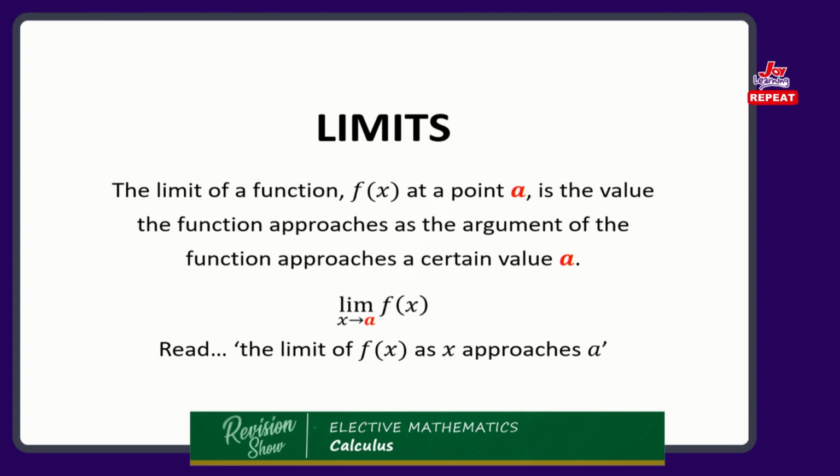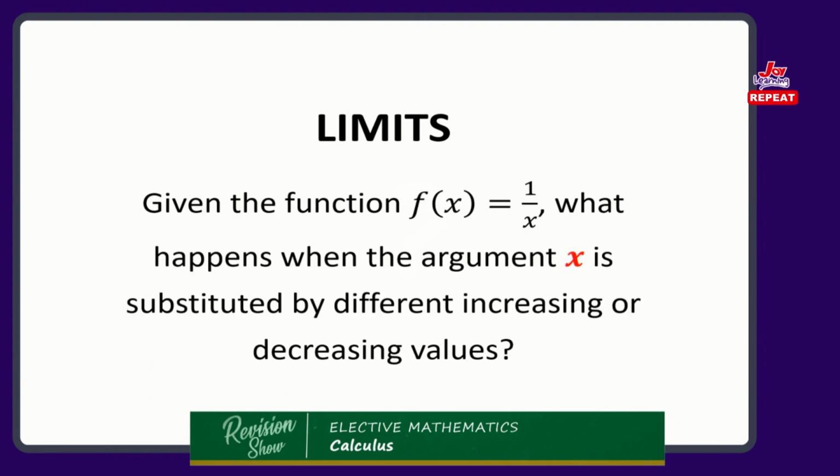The notation on your screen, lim, means limit. f(x) is read f of x, or the function f of x. Beneath the lim, you have in notation x with an arrow to A. The A is in red. It is read this way: the limit of the function f of x as x approaches, or tends to, A. The limit of f of x as x approaches A. What do we mean by that?